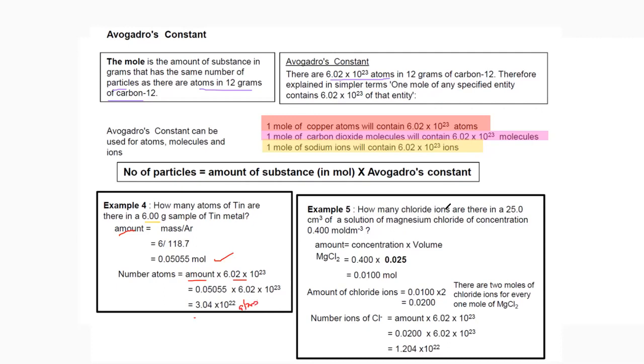And the same question: how many chloride ions are there in 25 gram of solution of magnesium chloride of concentration 0.4? So how can we work this out? We need only chloride ions.